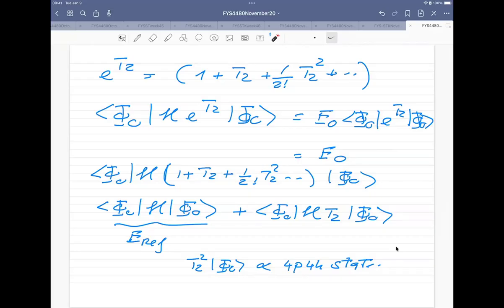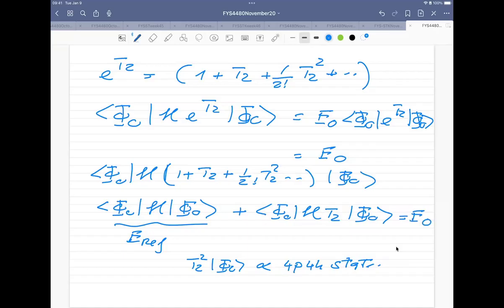And the higher order terms, like a T2 cubed, give us a 6-particle 6-hole. I have a 2-body operator only, which can bring me down to a 4-particle 4-hole at most, or the lowest type of excitation. And I have to match that with a 0-particle 0-hole. So that means that these higher order excitations actually disappear. And the only term which remains is this one. And this has to be equal to E0.